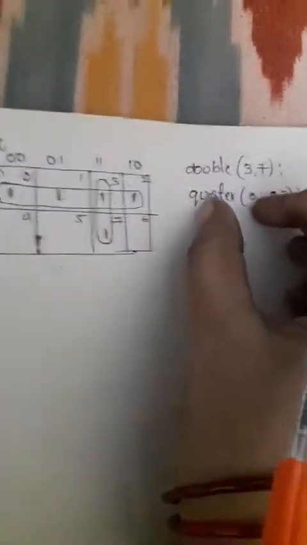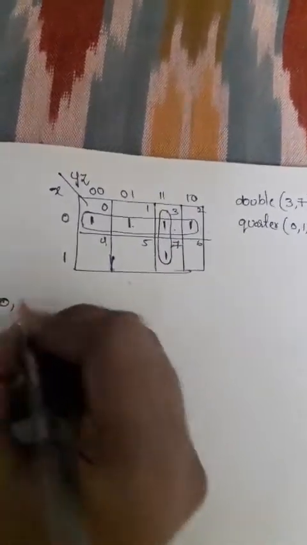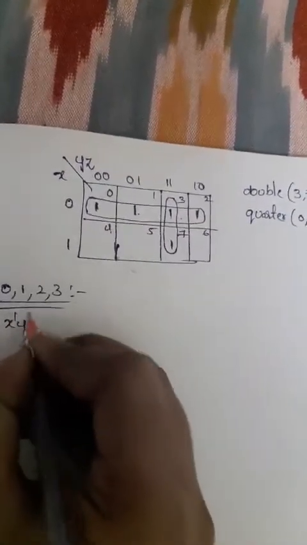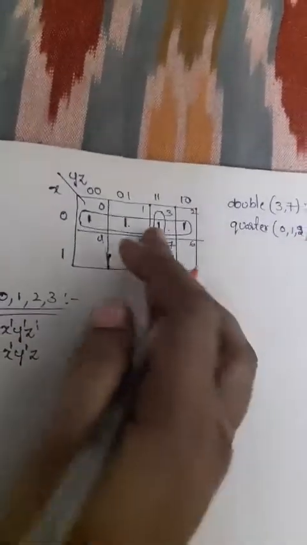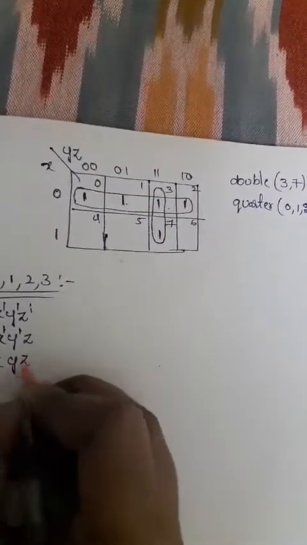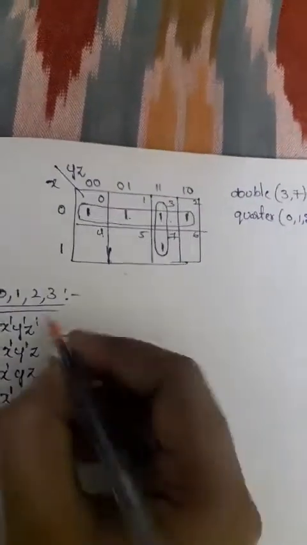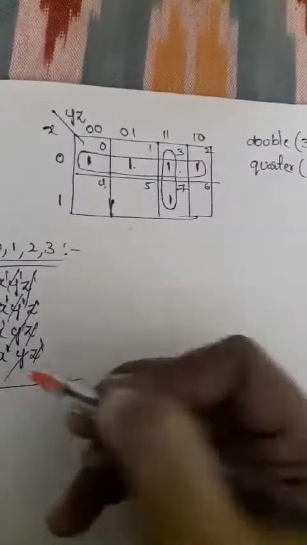So for these two groups we have to find the prime implicant result. First I will go for the quarter 0, 1, 2, 3. For 0, all will be complement, so x complement y complement z complement. For 1, 0 0 1, x complement y complement z. For 3, we'll get 0 1 1, x complement y z. For 2, 0 1 0. So here z complement and z will be cancelled, and y complement and y will be cancelled. Then the prime implicant result is x complement.